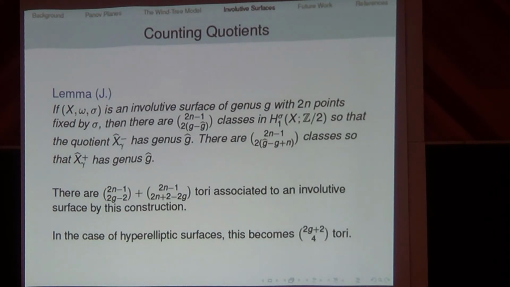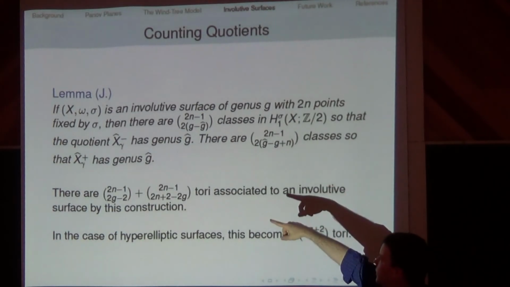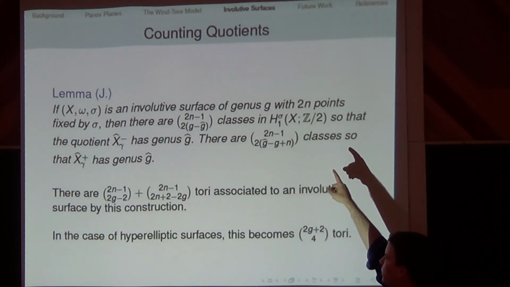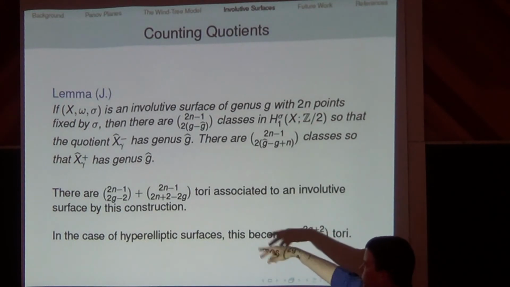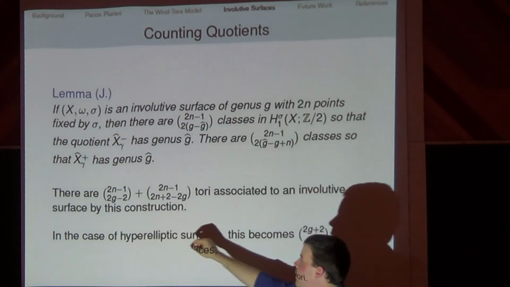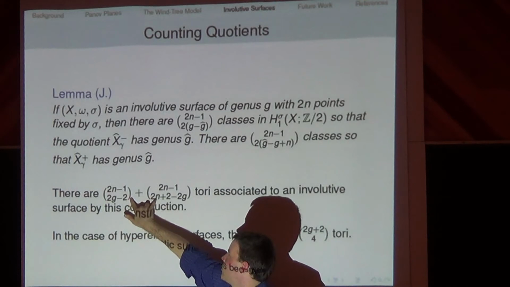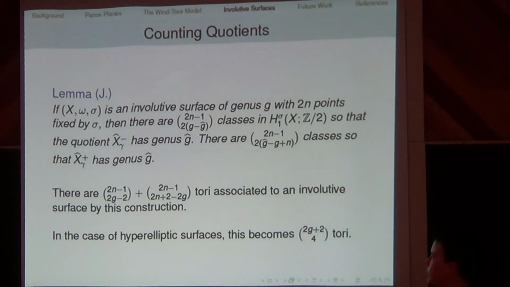And in the special case of a hyperelliptic surface, so this has 2n fixed points, replace 2n with 2g plus 2, and then you're looking for tori, so replace this thing. You can combine these with Pascal's identity to get this particular expression here. So if you have a hyperelliptic surface of genus g, you can associate 2g plus 2 choose 4 tori to it.